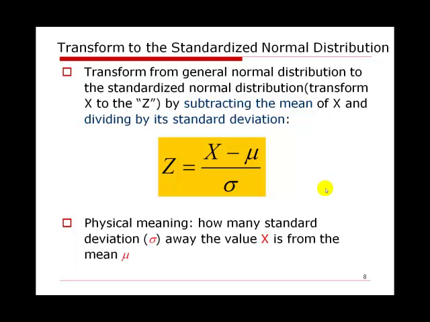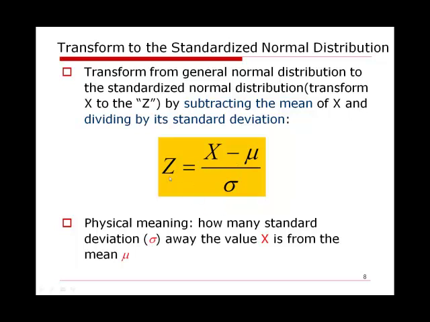So the physical meaning of the z value is how many standard deviations away the value x is from the mean. Remember, z value can be positive and can be negative. We know standard deviation is the square root of the variance, which is always positive. So the numerator, x minus mu, will determine the sign of z. If x is greater than the mean, the numerator will be positive, so we get a positive z value. If the random variable has a value smaller than the mean, the numerator will be negative, which will lead to a negative z value, just as we explained earlier.